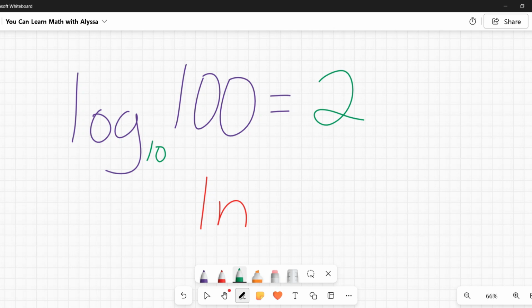So natural log is base e. It will not be written. The e will not be there. It is base e.